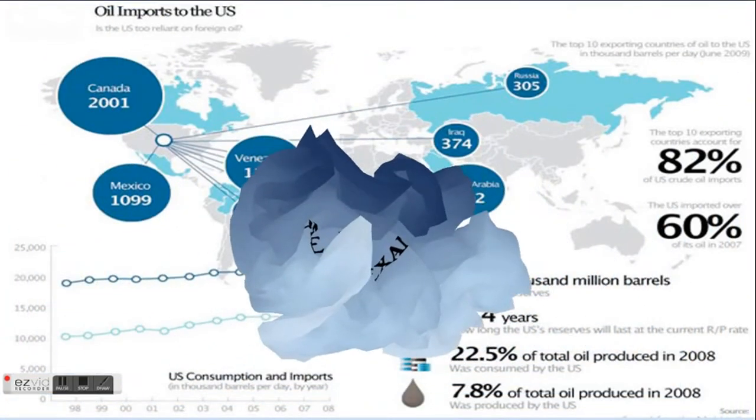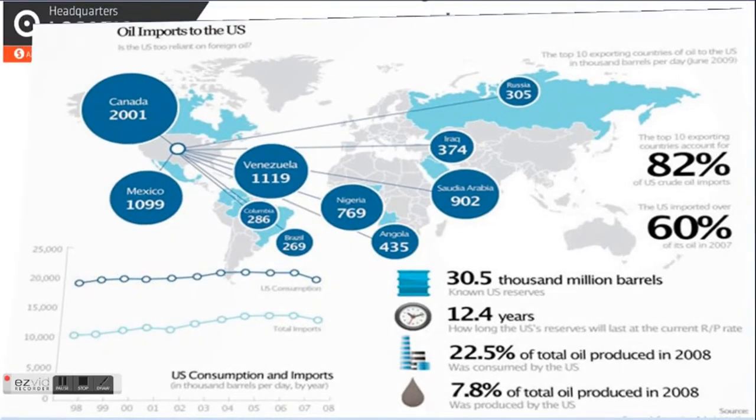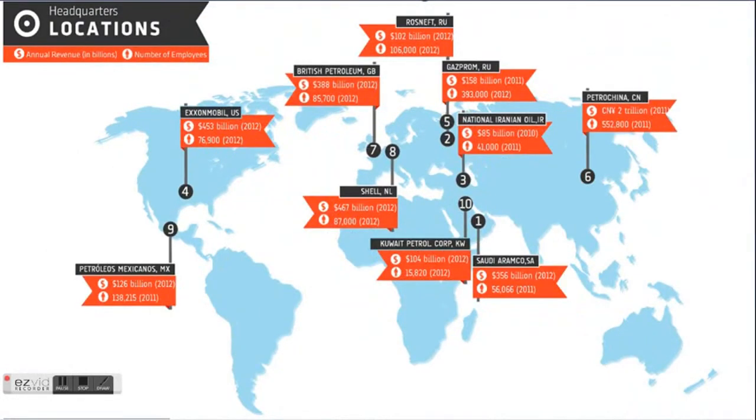Let me show you some more examples. This is one more example of a map infographic, the same kind which I told you about, but this has been taken straight from the internet. This infographic gives you information about the different places from which the United States gets its oil.